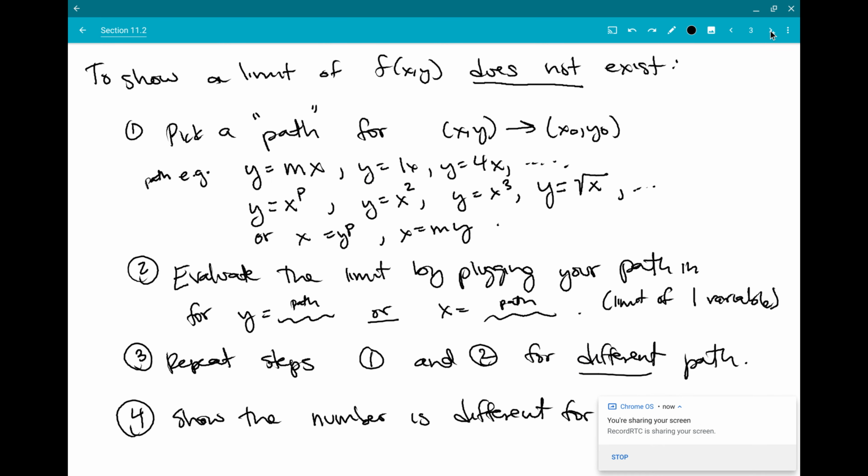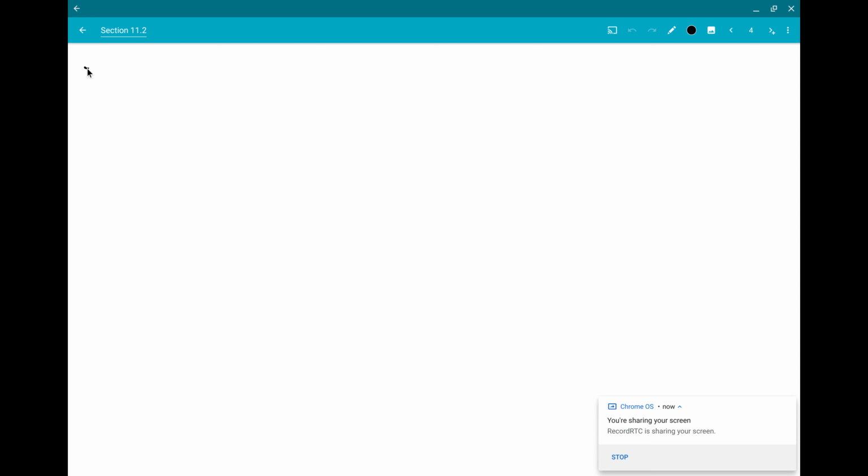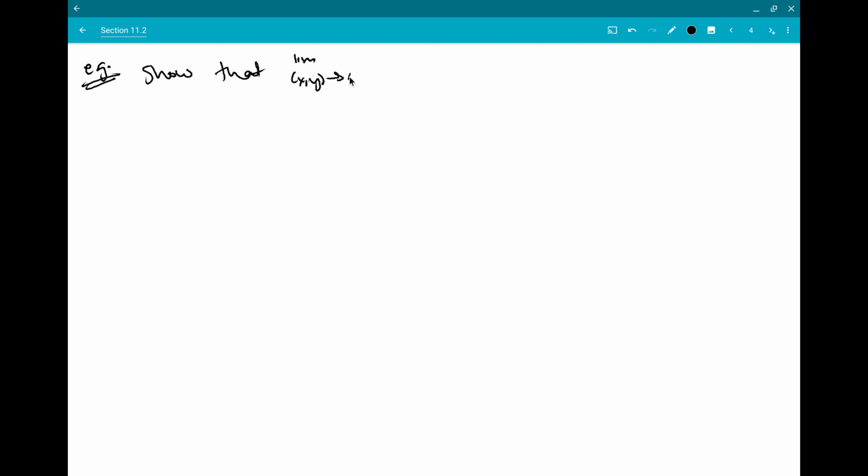All right, so the first example we're going to do of showing a limit doesn't exist is going to be, let's see, here we go. We're going to show that this limit as x and y go to 0, together the origin, of x squared times y over x to the 4th plus y squared, does not exist.